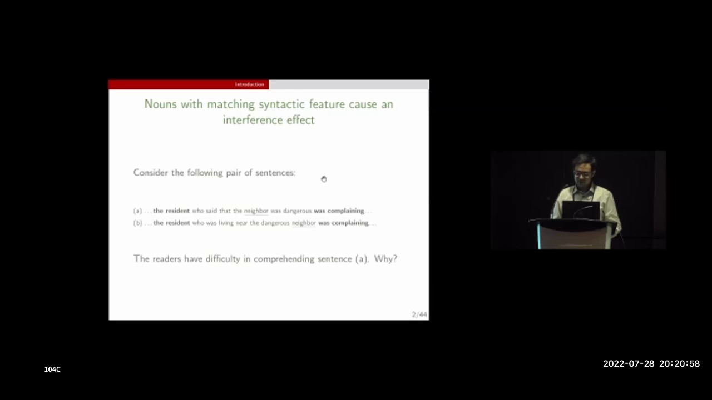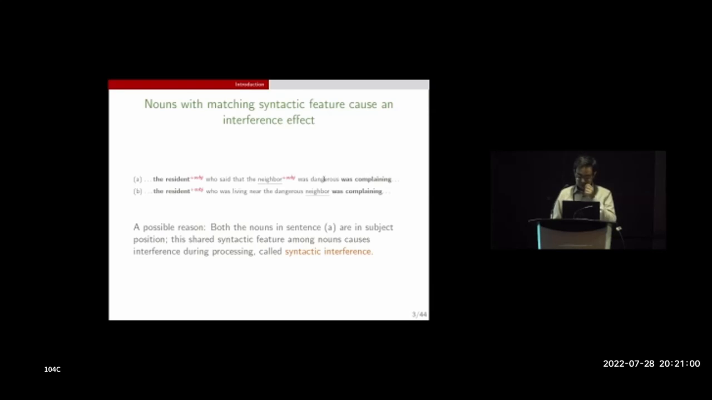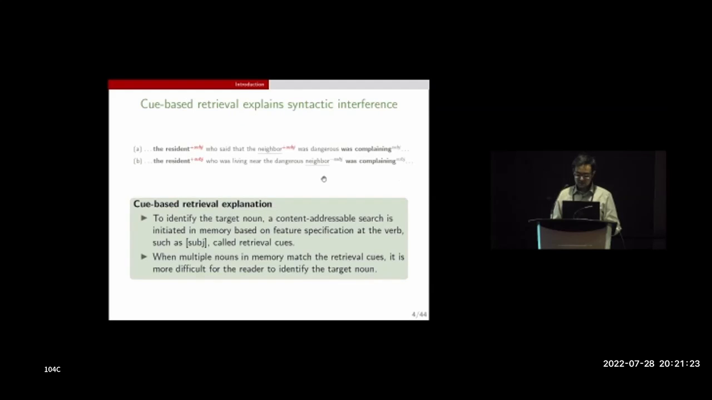The question is why? A possible reason is that both the nouns in sentence A are in the subject position. So they share a syntactic feature, and this shared syntactic feature among nouns causes so-called syntactic interference. So is there a theory that can explain this syntactic interference? Well, there is. A prominent explanation is cue-based retrieval.